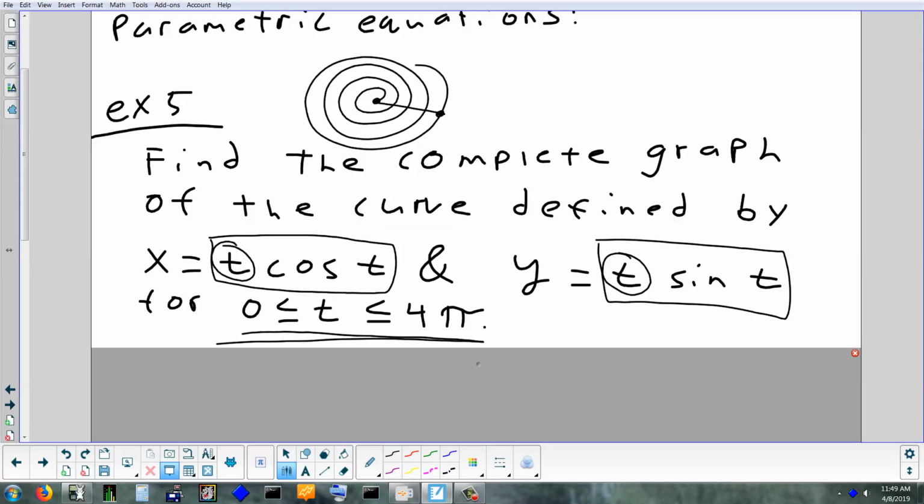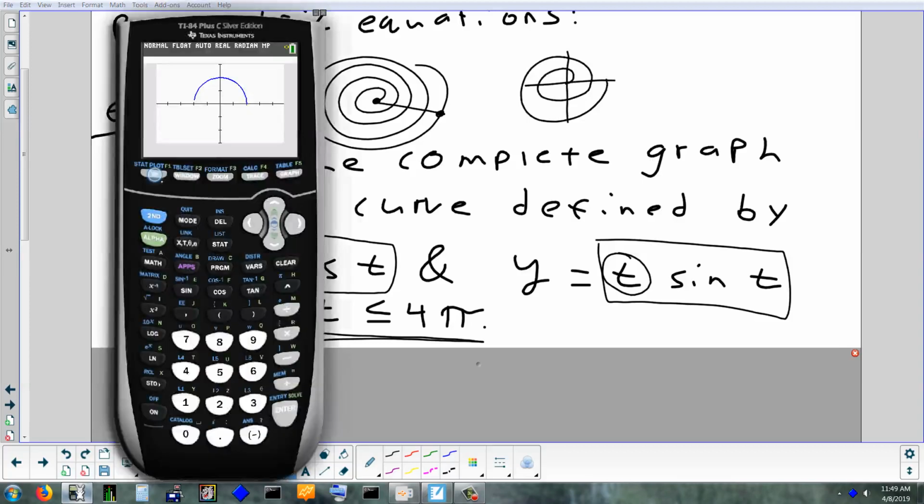Anyone think they know how many times it's going to spiral? 4. Well, what's the period of sine and cosine? 2 pi, and this is going to 4 pi. So you have 2 full cycles of the spiral. What's that going to look like? Kind of like this. 1, 2. That's 2 revolutions of the spiral. Okay, let's try it. So we've got t cosine t, t sine t, 0 to 4 pi.